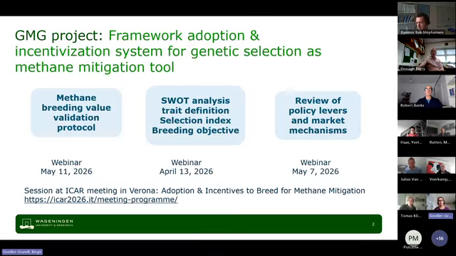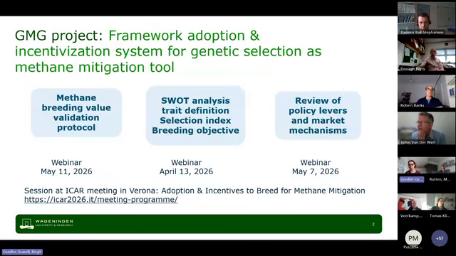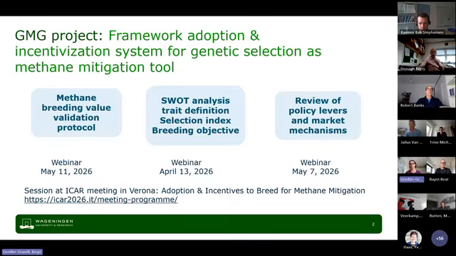The first one is about setting up an open source protocol for validation of methane breeding values within and across regions. Here it is about identifying bottlenecks and best practices and developing a protocol for the adoption of national and foreign breeding values. The second one, in the middle, is all about the different trait definitions that are currently being heavily discussed in the community, and what the different implications of different trait definitions are for the selection index work and breeding objective.